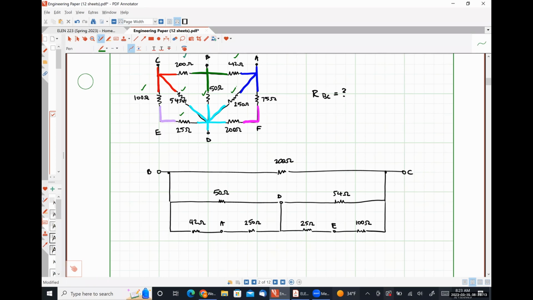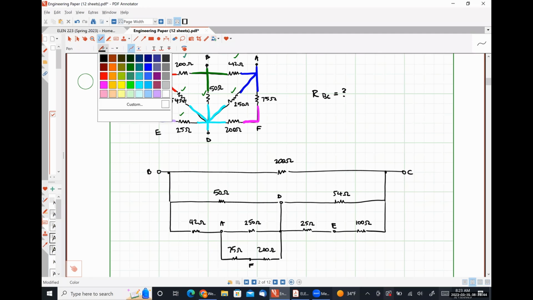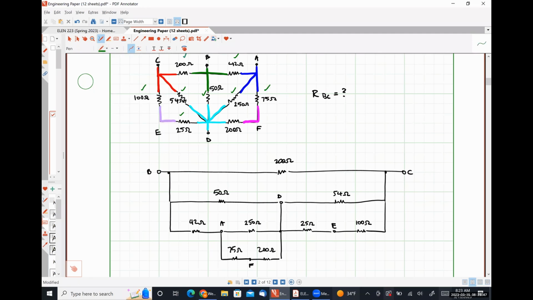that I can take to go from A to D. I could go from A to F to D. So halfway between A and D, I'm going to put node F. To go from A to F is the 75 ohm resistor, and to go from F to D is the 200 ohm resistor. And so now I've got all of my different paths and all of my different resistors taken care of.